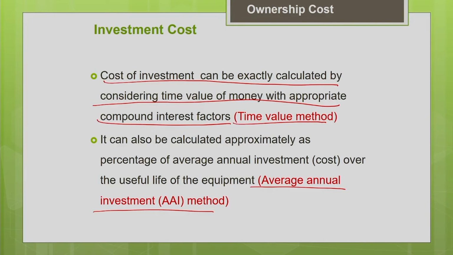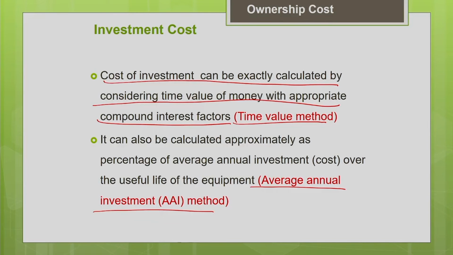So you will be using some appropriate compound interest factors in this method. To convert the cash flows which are occurring at different time intervals to a particular time period, I need to use some compounding interest factors. So you will be making use of that in the time value method, which is more accurate. There is another method which is going to be approximate. It is called the average annual investment method.